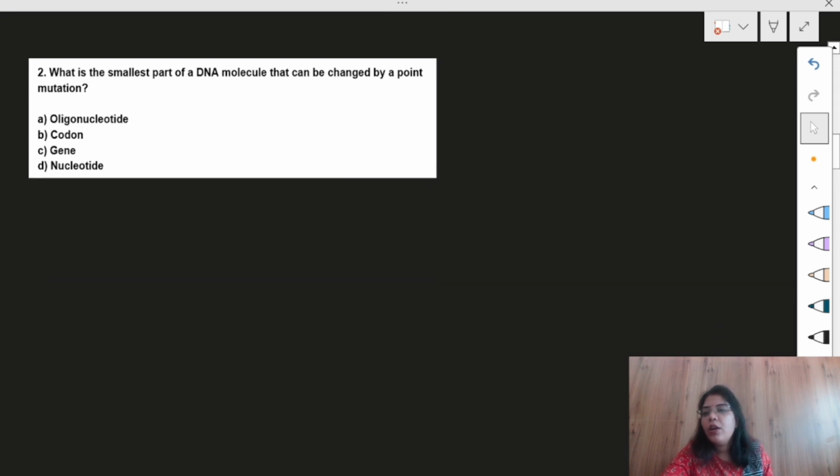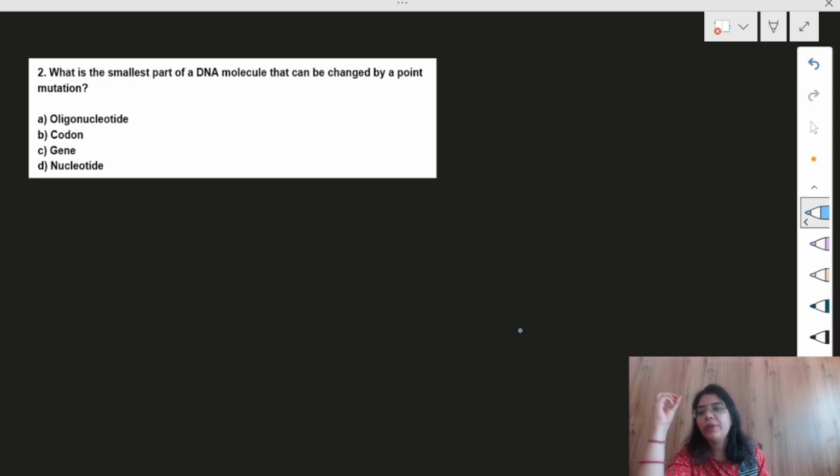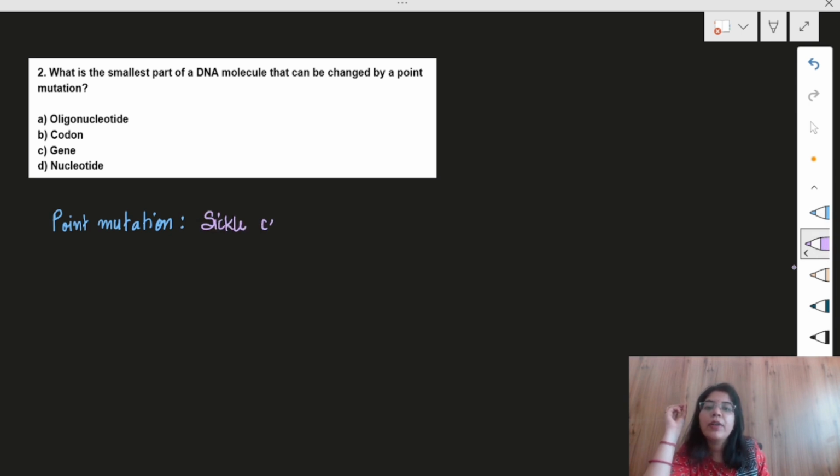Now question number 2, which is also a very good question. Here they are asking: what is the smallest part of a DNA molecule that can be changed by point mutation? Remember about point mutation? You have learned an example of point mutation. Which example you have learned? Everyone must write in the comments. It is sickle cell anemia. Sickle cell anemia is an example of point mutation.